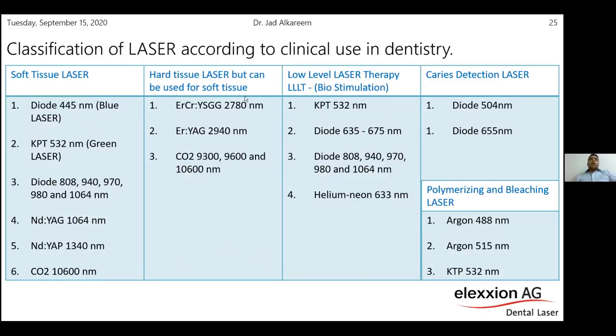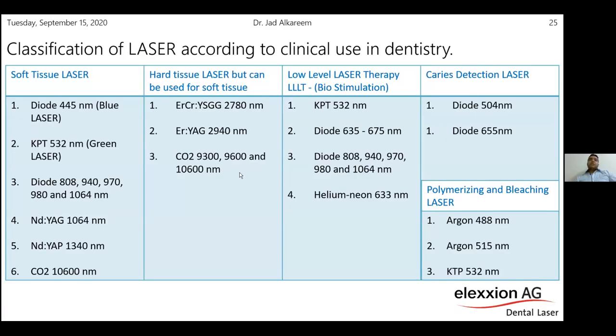Then we will go to the hard tissue lasers, which can also be used for soft tissue. So we have the erbium chromium YSGG. It has 2780 nanometer, then erbium YAG, CO2, and all of them are mainly targeting the hard tissue, but they can also be used on the soft tissue because these wavelengths have a high absorption into the water, and we also have the water in the soft tissue, in the hemoglobin, in the blood. So you will also have an absorption of this wavelength.